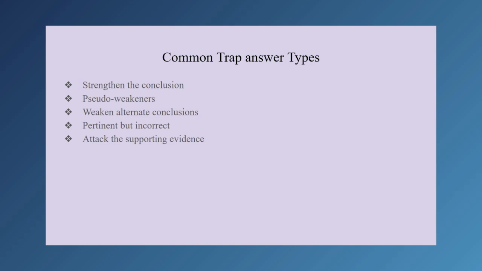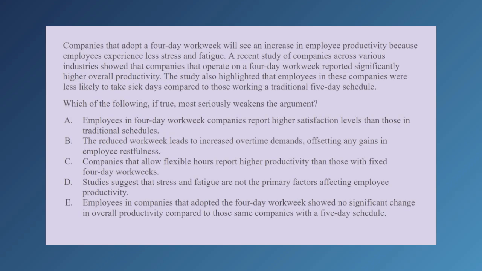Let's look at an example with a few of these traps. Companies that adopt a 4-day work week will see an increase in employee productivity because employees experience less stress and fatigue. A recent study of companies across various industries showed that companies that operate on a 4-day work week report significantly higher overall productivity. The study also highlighted that employees in these companies were less likely to take sick days compared to those working a traditional 5-day schedule. Which of the following, if true, most seriously weakens the argument?